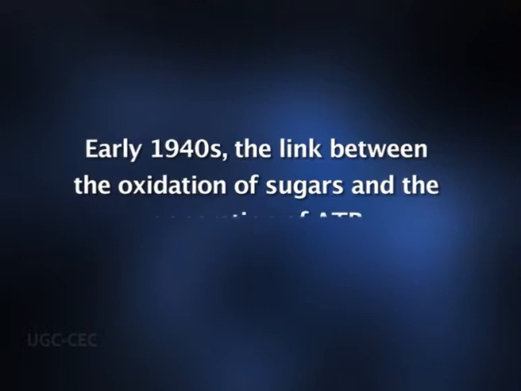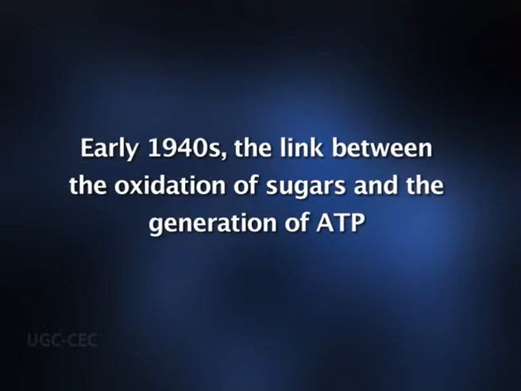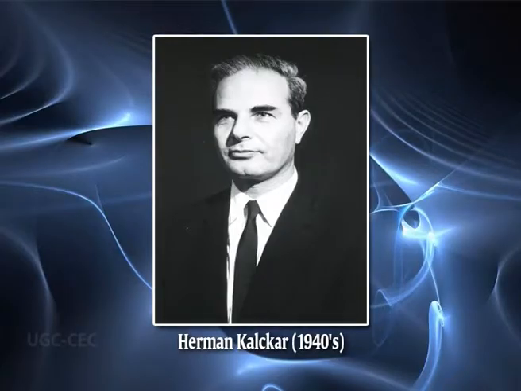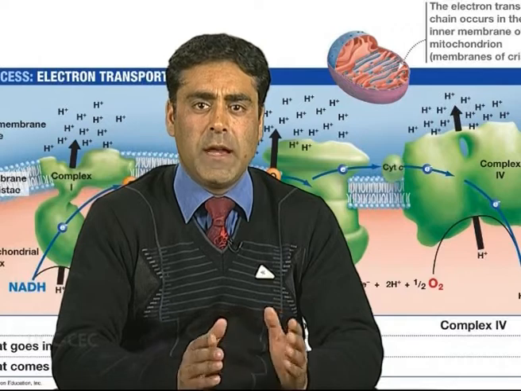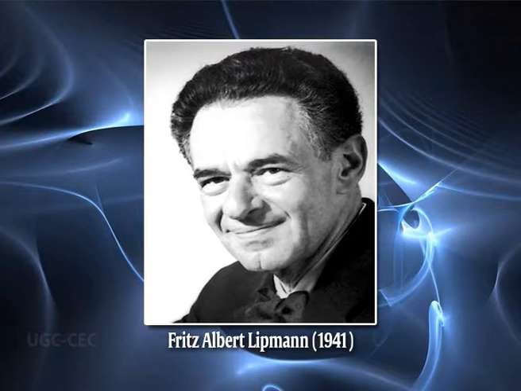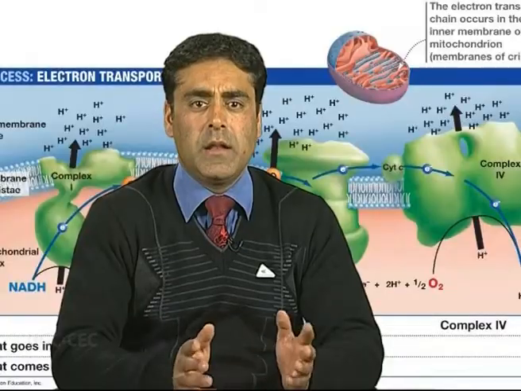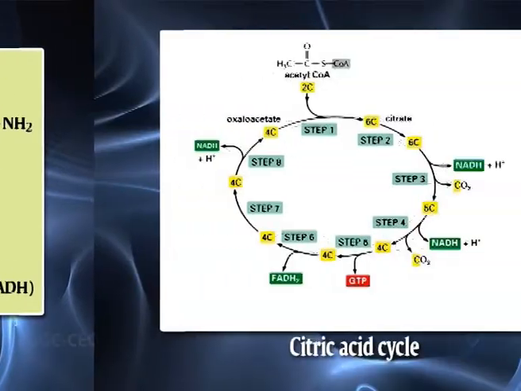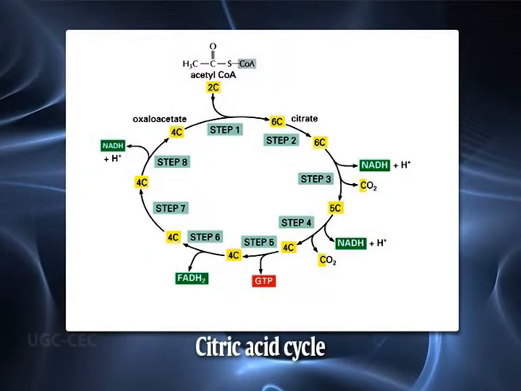However, in the early 1940s, the link between the oxidation of sugar and the generation of ATP was firmly established by Herman Kalckar, confirming the central role of ATP in energy transfer that had been proposed by Fritz Albert Lipmann in 1941. Later in 1949, Morris Friedkin and Albert L. Lehninger proved that the coenzyme NADH linked metabolic pathways such as the citric acid cycle and the synthesis of ATP.